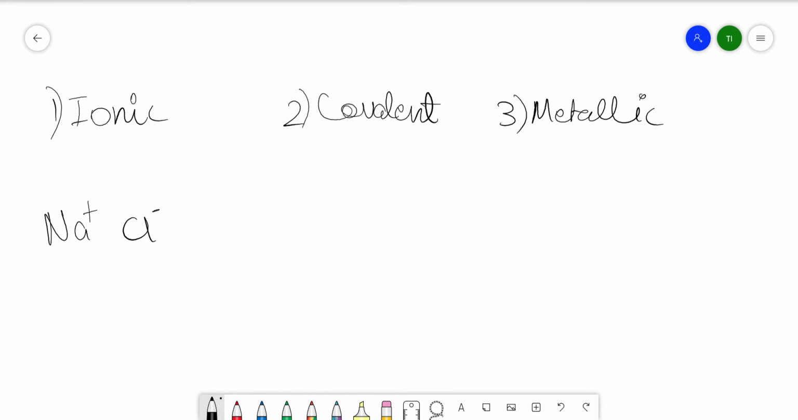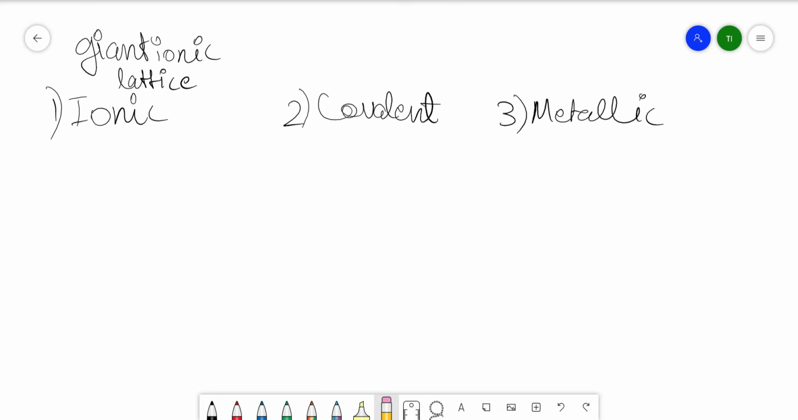And ionic compounds always form a giant ionic lattice. This is the structure they have, and the giant ionic lattice is basically repeated numbers of Na+ and Cl- ions, infinite times, to form a relatively large solid. That's the ionic bond.